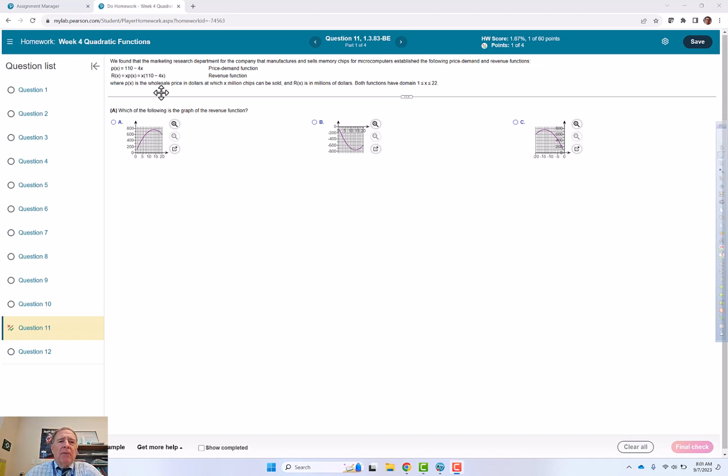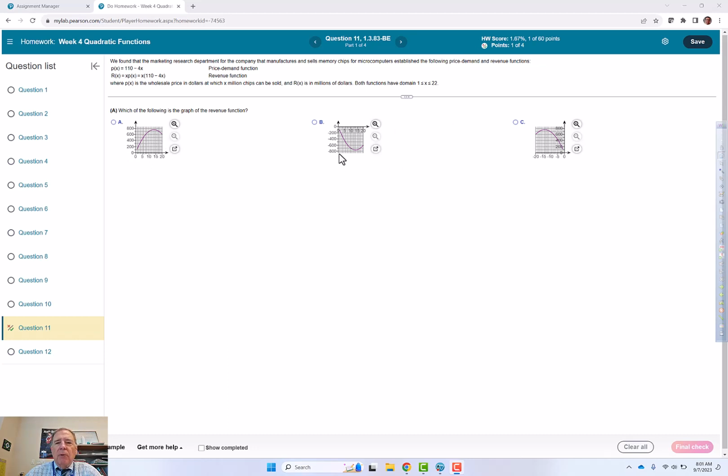P of x is the wholesale price in dollars at which x million chips can be sold, and revenue is in millions of dollars. Both functions have a domain of 1 to 22, including the endpoints. In calculus terms, that's called a closed interval. So we do need an up or downward facing parabola. This one makes sense, and the domain looks like it's 1 to 22.